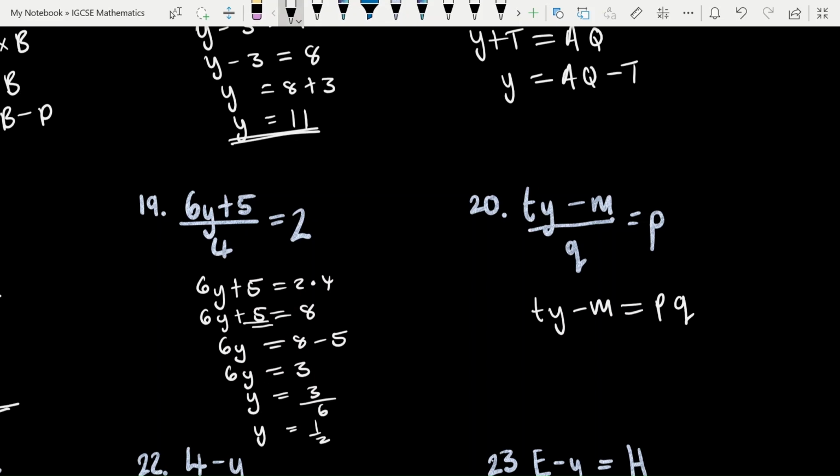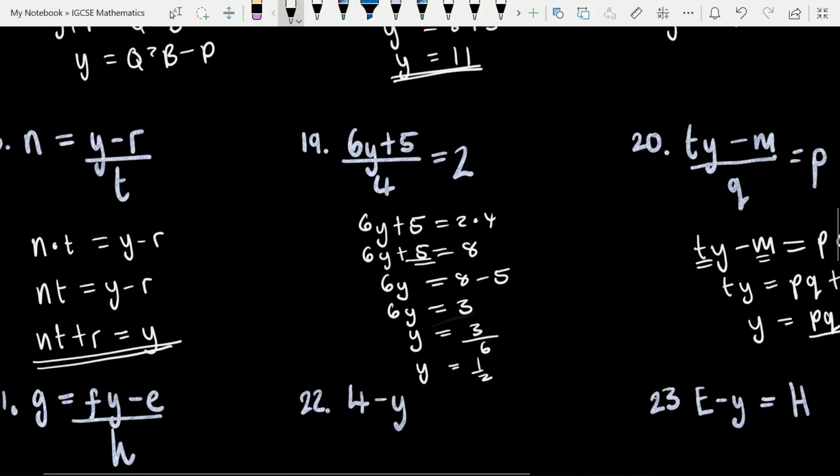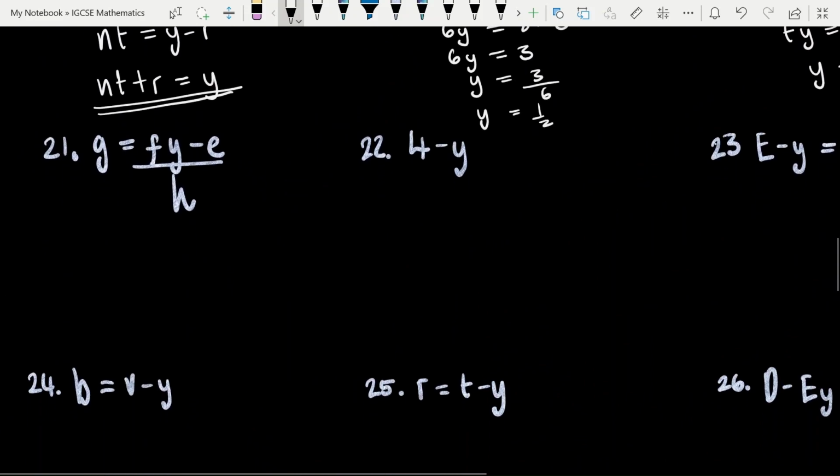Now we have a situation we've seen before. We have this t and this m, and they have to go. Who do we start with? The m. So ty is equal to pq plus m. Then we take t to the other side. Y is equal to pq plus m all over t. We are done. That's what you're supposed to do. We go to number 25.